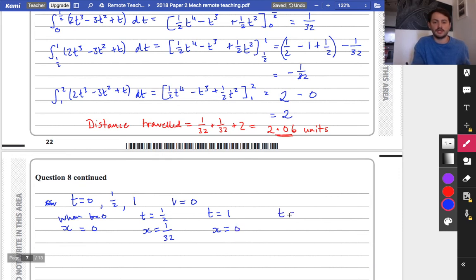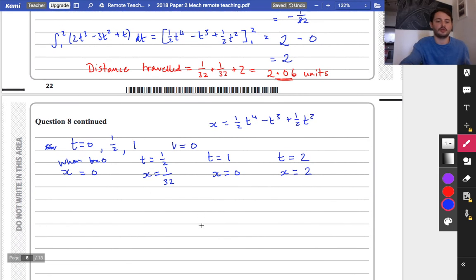And when t is equal to 2, because that's what we're also interested in at the end, we came up with that x was 2. And you can actually check this just by substituting in 0, 1/2, 1 and 2 into x equals 1/2 t to the 4 minus t cubed plus 1/2 t squared, which was given to us in the question. That's just the expanded version of it.